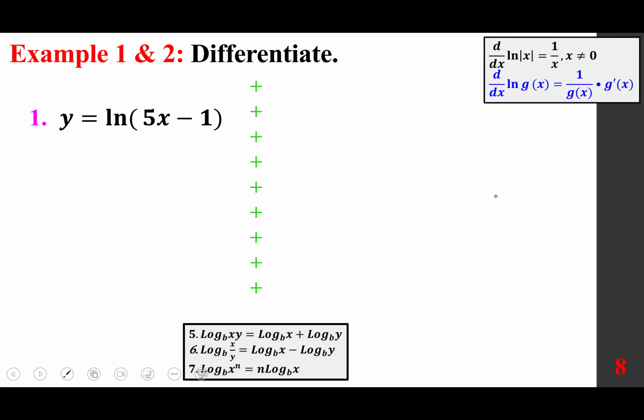So to differentiate this, following the rule, the derivative of ln of g of x, flip it over times g prime by the chain rule. So y equals ln of 5x minus 1.